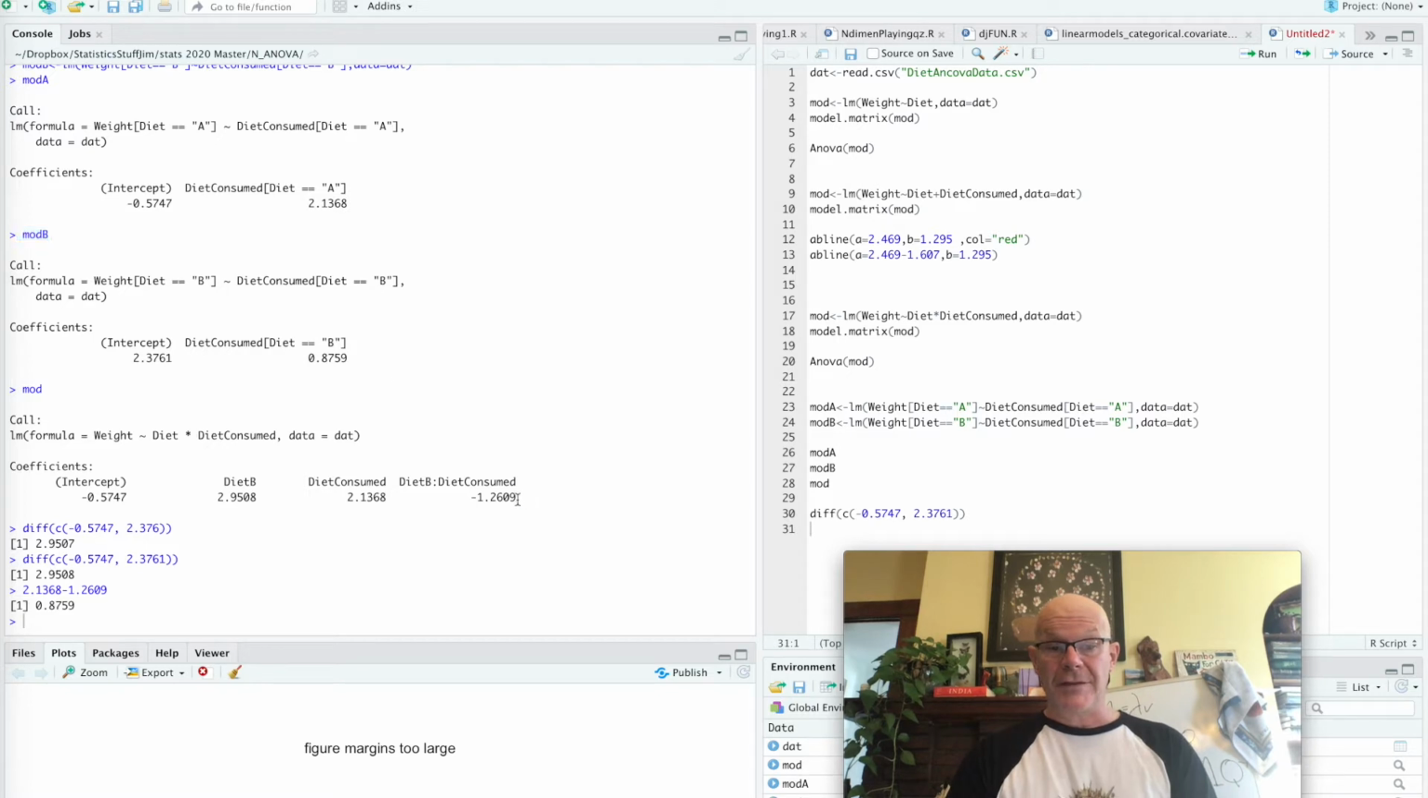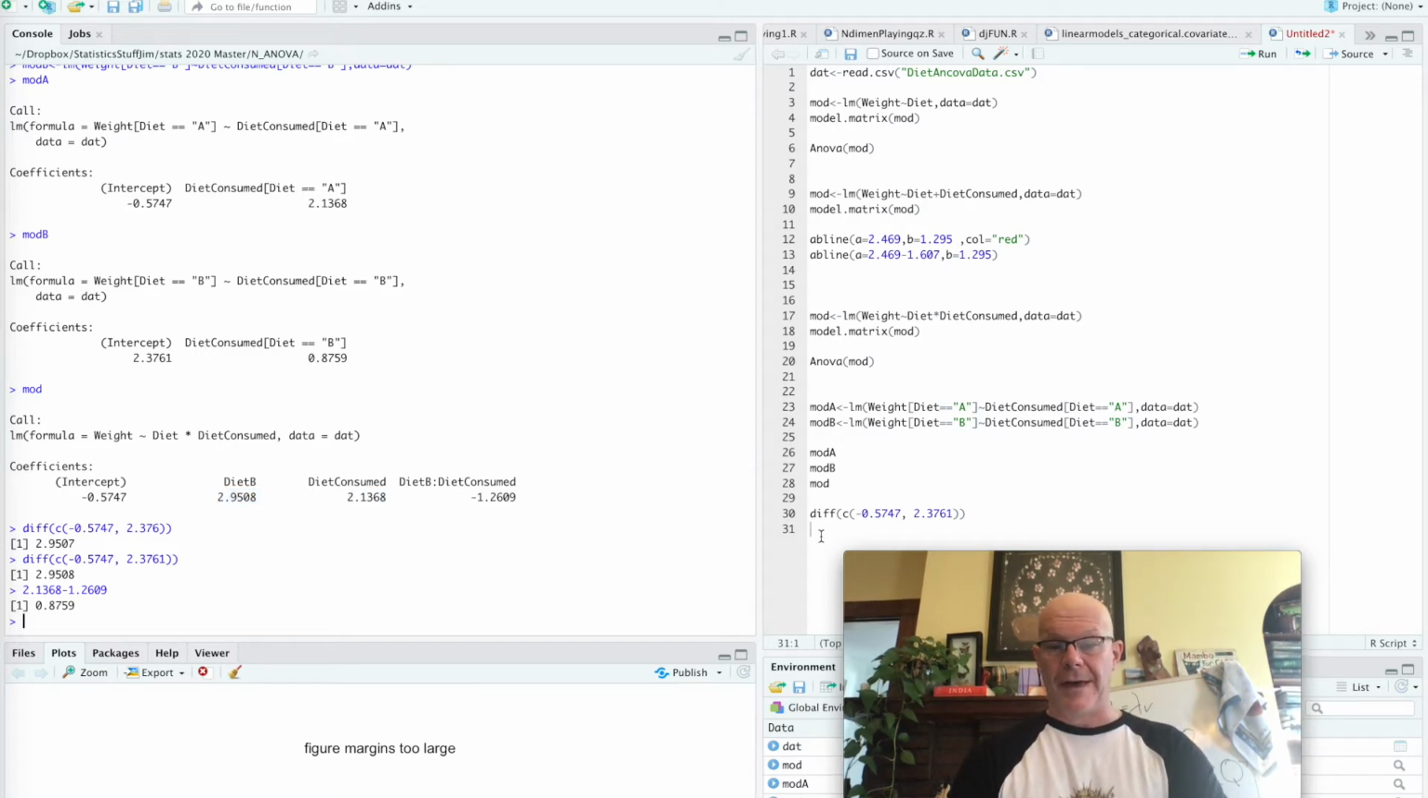So this interaction term here is telling you how different the slope is if you're on diet B compared to if you're on diet A. If you're on diet A, that's your slope. If you're on diet B, your slope is that much less than if you were on diet, or I'm sorry, if you were on diet A.